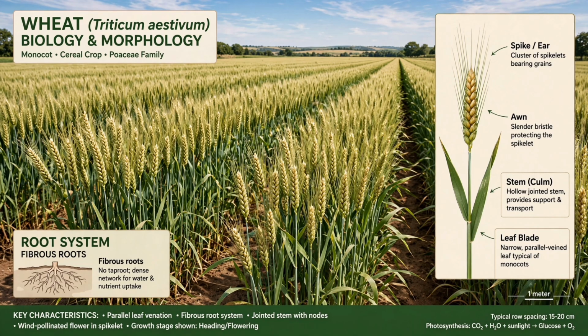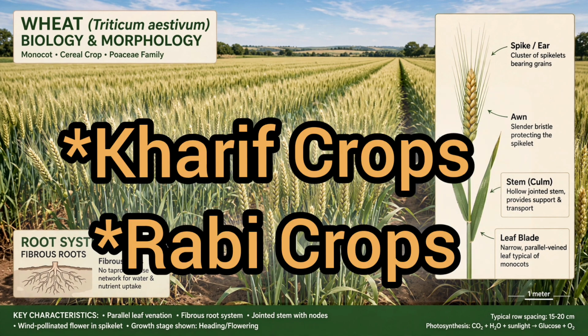Now we will discuss types of crops. In India, crops are mainly classified into two categories. First is Kharif crops. These crops are grown during the rainy season. Examples: paddy, maize, soybean, groundnut, cotton, etc. These are generally sown from June to September.